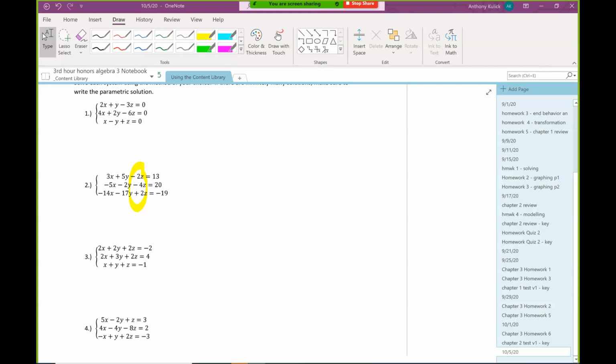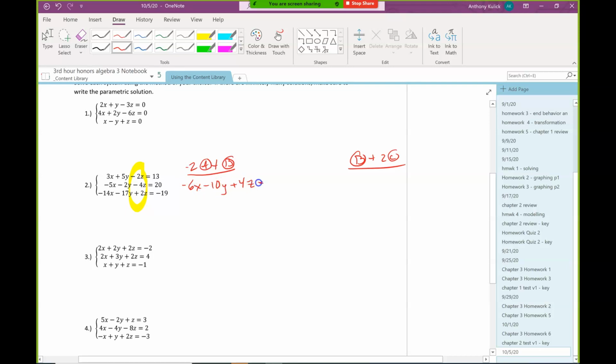That's what I'm asking. The first one was 2a plus b, negative 2. Okay. And it was 3 plus 2c. Okay, those should both work. So when I do negative 2 times a, negative 6x minus 10y plus 4z equals negative 26. I have negative 5x minus 2y minus 4z is equal to 20. When I add that down, I get negative 11x minus 12y equals negative 6.